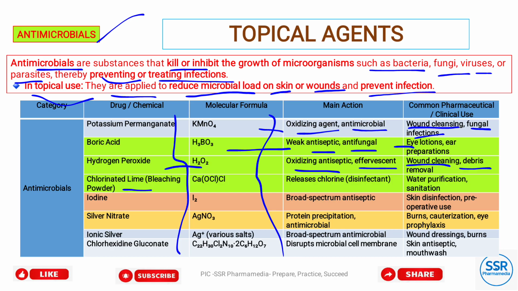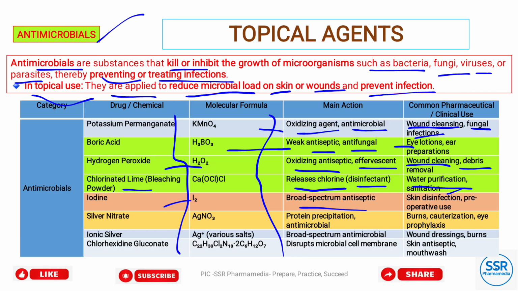And chlorinated lime is also called bleaching powder. It releases chlorine. It acts as a disinfectant, and mainly it is used in water purification and sanitation. And iodine, it's a broad spectrum antiseptic. It's mainly used in the skin disinfection and pre-operative use.